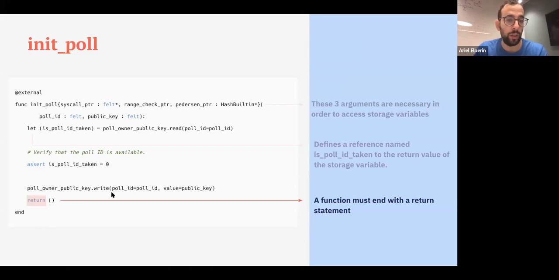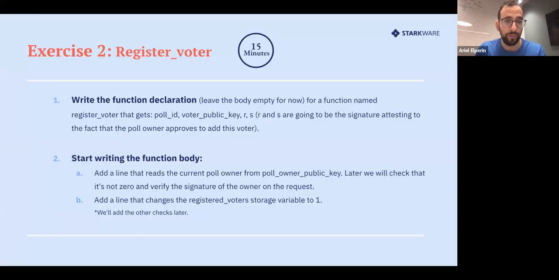So nothing too special going on here. We're simply reading the current owner, making sure that it's 0, and updating it. You'll notice that write has one extra parameter over read because we have to specify the value that we're going to write in addition to the key.